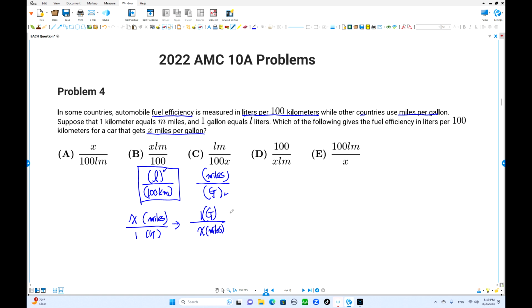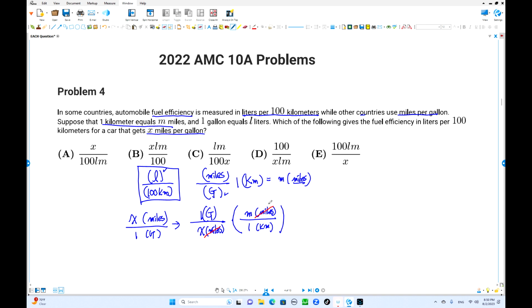So now we're going to use the converting ratio, okay? The equivalent here: 1 kilometer equals m miles. So you write it here with miles in the denominator, opposite side also miles, m miles over 1 kilometer. When you take a look, you can see that miles and miles cancel out. Now you've got gallon over kilometers, okay?